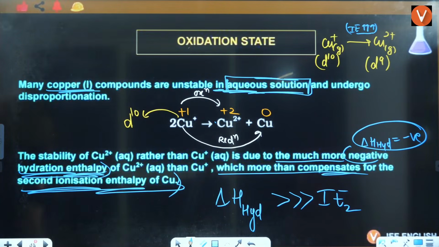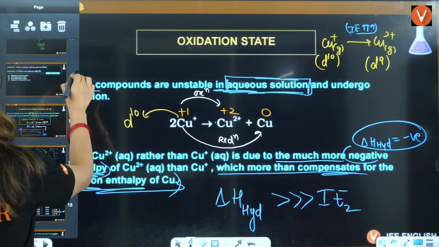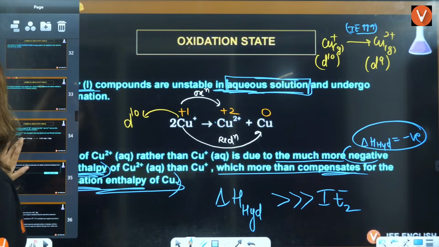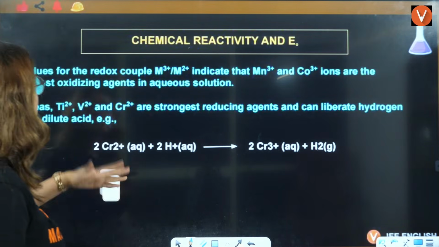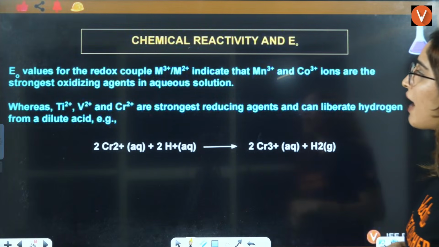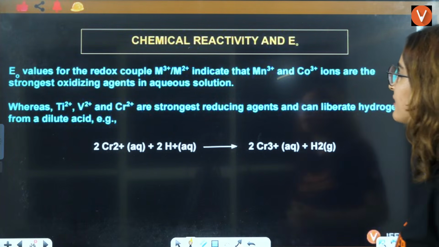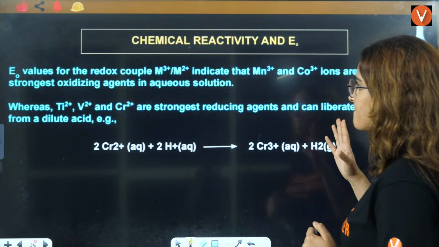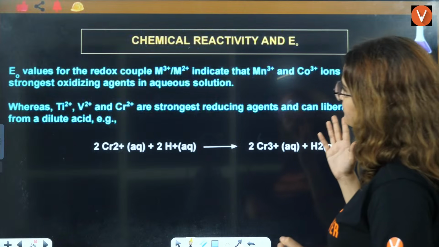Okay, right, everybody? Very good. Now let's do some questions after this. Here it is: E0 values for the reduction couple, this indicates, wait a minute.